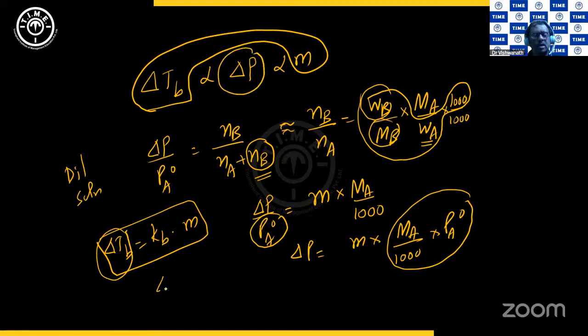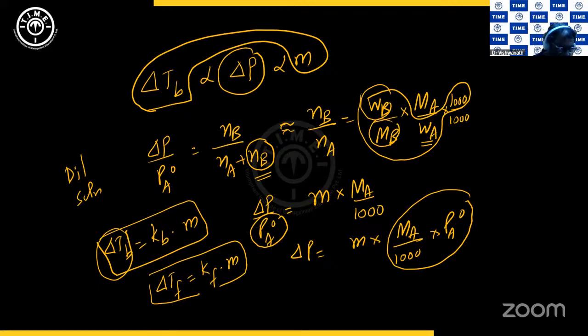A similar equation you also get for the depression in the freezing point: delta TF is equal to some Kf into m. This is how we derive the elevation in boiling point and the depression in freezing point from the lowering of vapor pressure. I hope this is clear. Let me check if anyone is having any doubts.